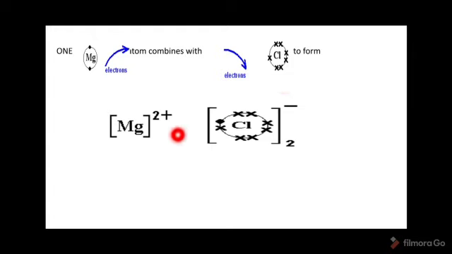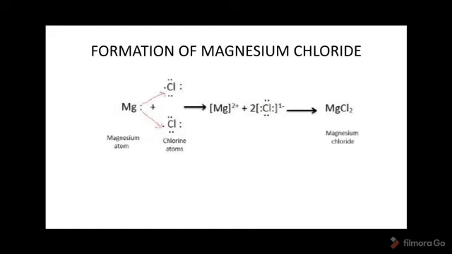So Mg2+ and Cl minus, that is chloride ion, 2 chloride ions. Magnesium transfers 1 electron to this chlorine and 1 to the other chlorine, the 2 chlorine atoms. So it forms an electrovalent bond between magnesium and 2 chlorine, so that we get magnesium chloride.